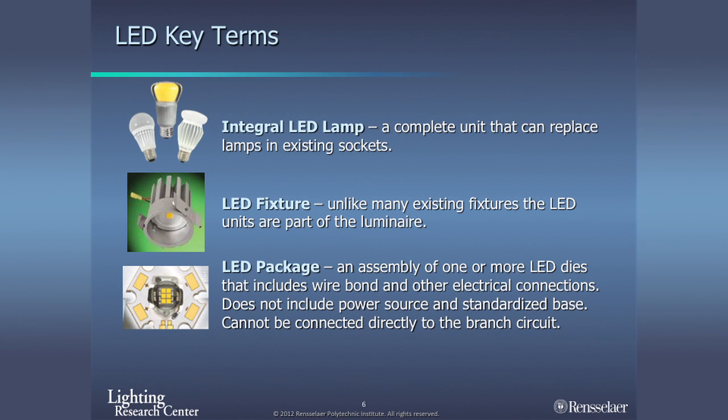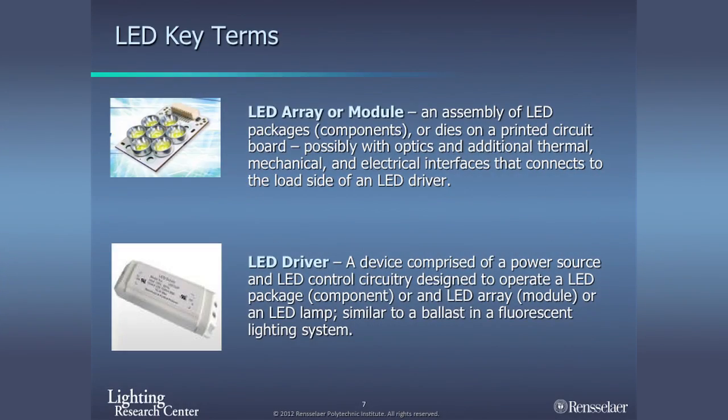LED package, typically it's an assembly of one or more LED dies. We don't use one LED. They're very, very small. They have a relatively minimal light output. So typically what the manufacturers do is package them, a number of LEDs on one, what we call a die or a package. An array is basically a bunch of these packages put together, and this is the component that would be replaced in your light fixture.